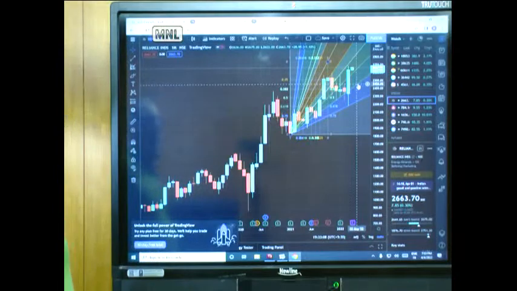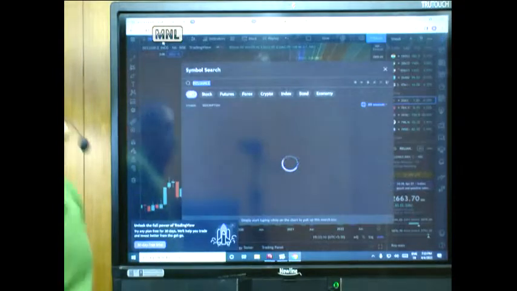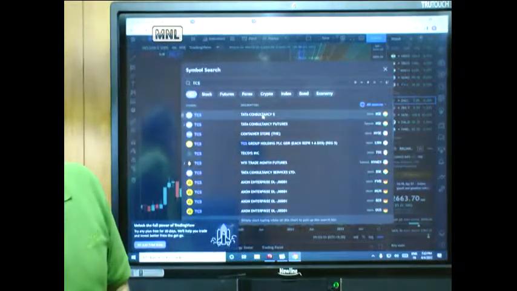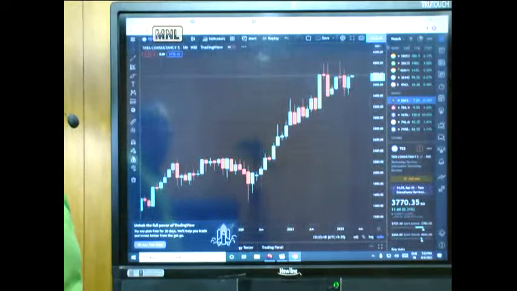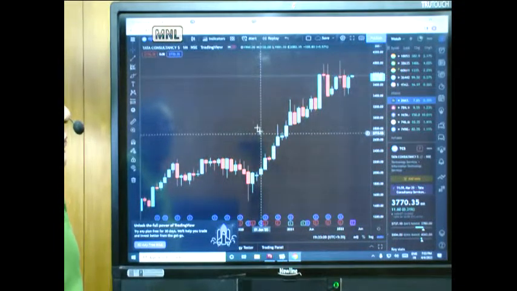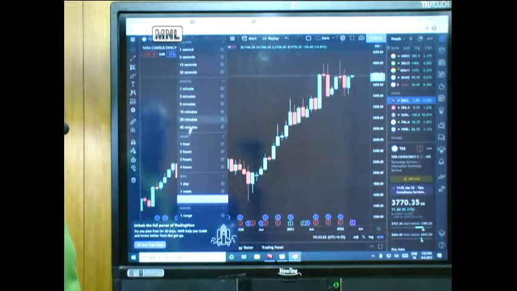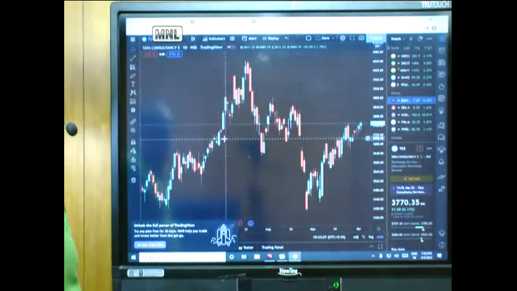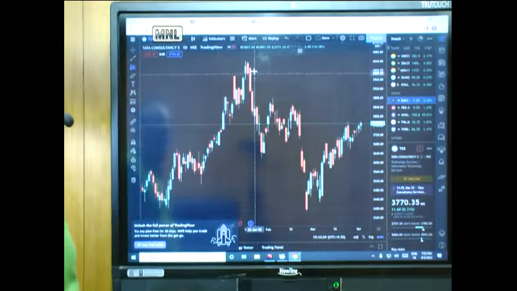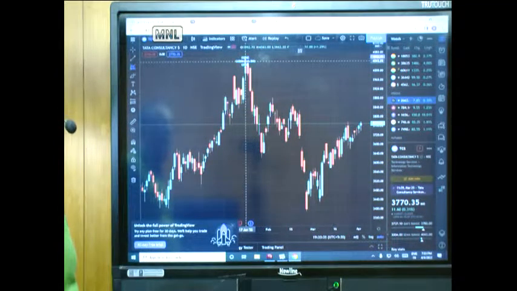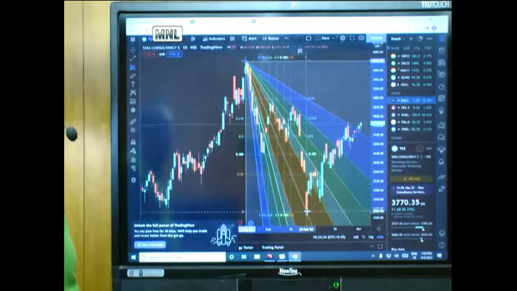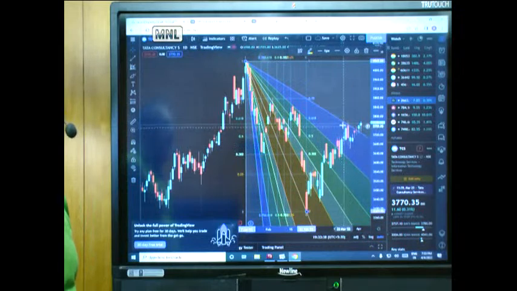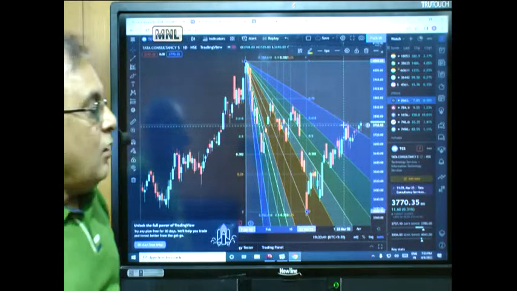Now we'll look at TCS. We look at the daily chart. So we'll draw the Fibonacci fan from this particular high to this low. You can see, yes, this level, this 75% intersection level. So this is the last important level of resistance.